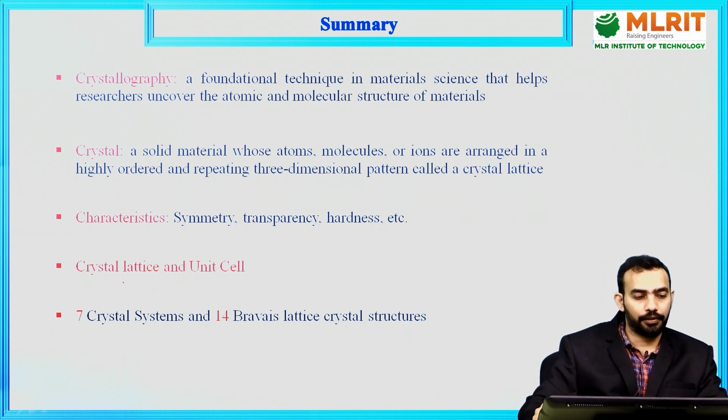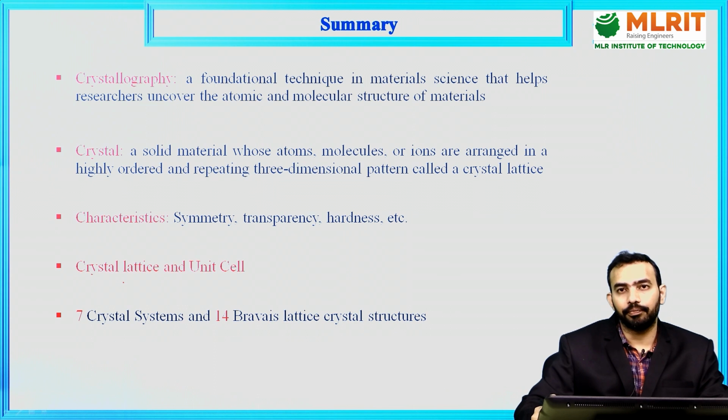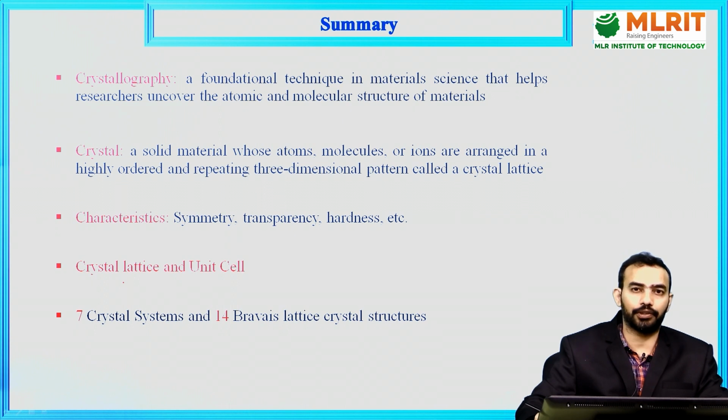If you recall what we have discussed, we defined what crystallography is, and we have seen that it is a fundamental technique in material science that helps researchers uncover information related to the atomic, molecular or ionic arrangement within the material. We started defining some of the terms in the crystal lattice. We started with the crystal. A crystal is a solid material whose atoms or molecules are arranged in a highly ordered and repeating three-dimensional pattern.